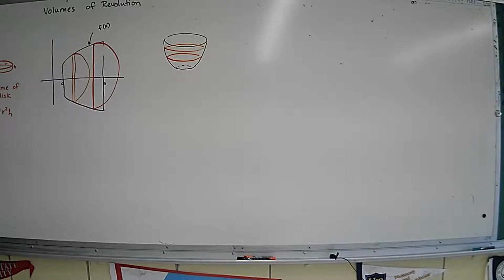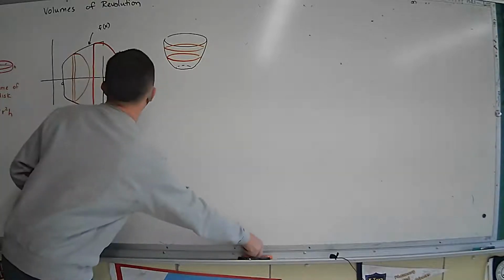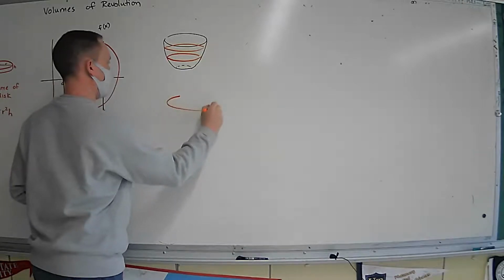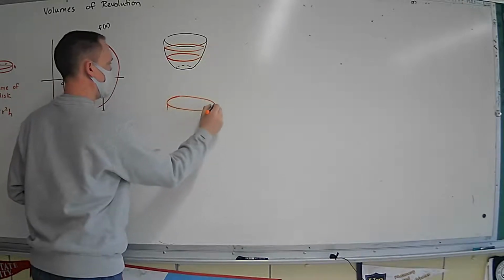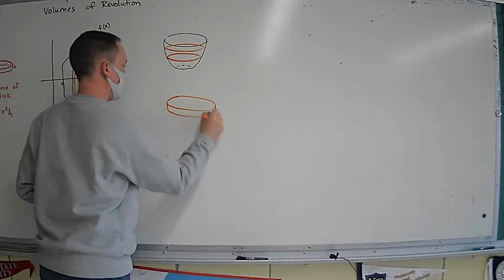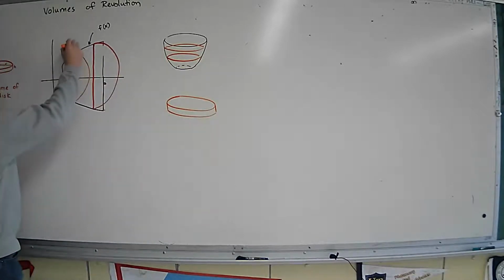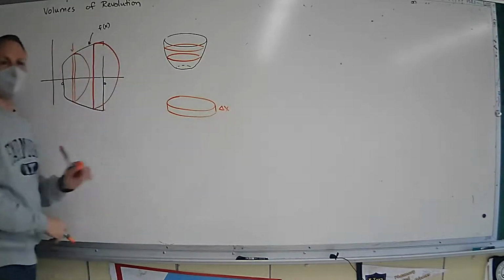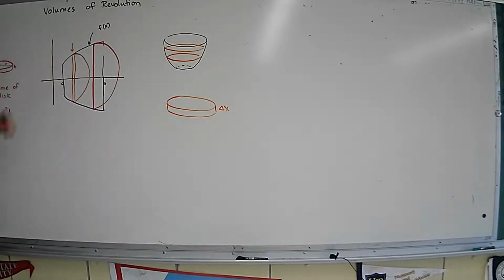Well, what if I said, for this specific situation, I'm going to draw another one. What if I said that those discs were delta x. You see why I would call that delta x? Because that's like a delta x when we did area. That little rectangle there. What if I said that was a delta x thick?